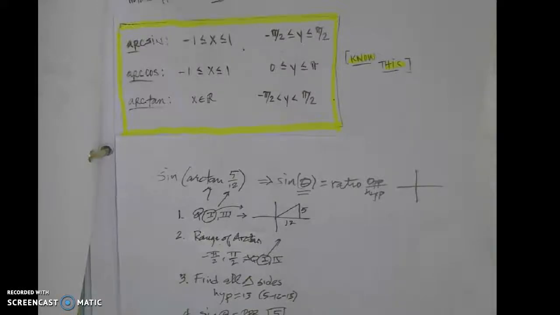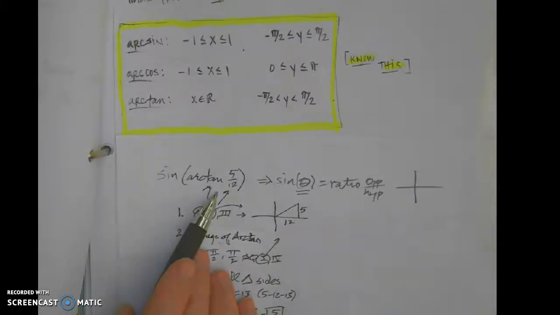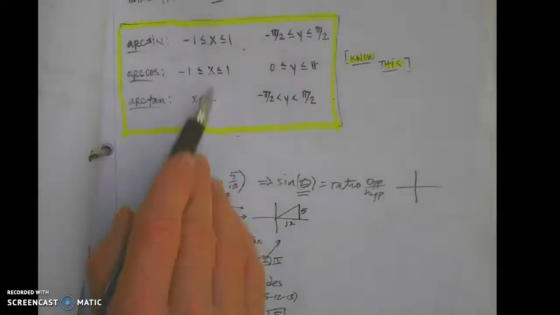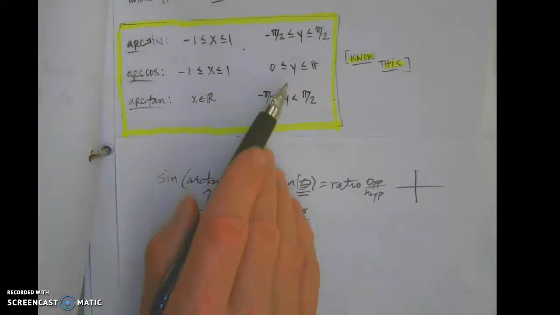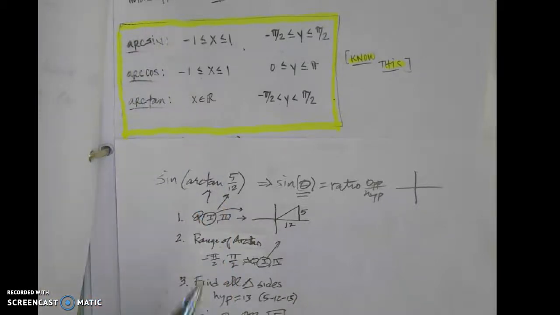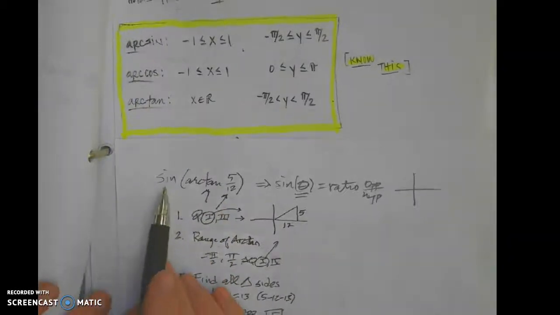One of the problems on the homework last night was a typical inverse composition function. And it's the one that's shown right down here. Now, in order to do this, you're going to have to know the domains and the ranges of arcsine, arccosine, and arctangent. Because in this problem, they're asking you to take the sine of something.